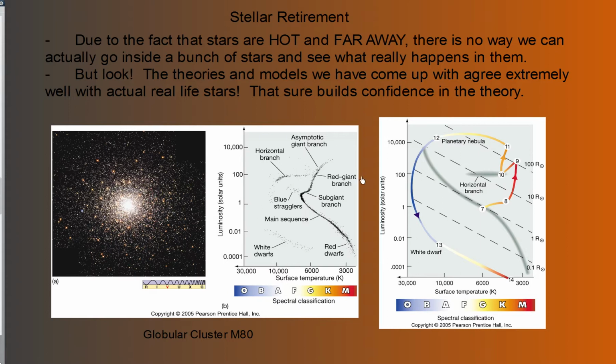But look, the theory in the model matches up extremely well with real-life stars. Here's a globular cluster, M80, and all these stars are represented by dots on the HR diagram. And look at that. You get the main sequence. You got stars who are starting to die, moving up the branch here. Get the horizontal branch, which I didn't really talk about, but it's still a part of it. And we got white dwarfs. So everything is in here, and it's pretty neat.